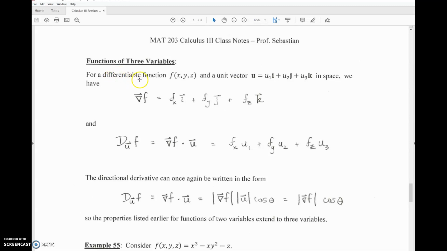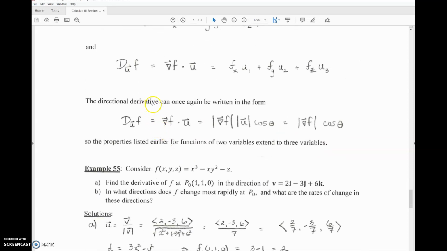So for a differentiable function f of x, y, z, and a unit vector u1 i plus u2 j plus u3 k in space, we have that the gradient of f is f sub x i, right? Partial of f with respect to x in the i direction plus partial of f with respect to y in the j direction. And then we have the third component now, which is partial of f with respect to z in the k direction. Similarly, the directional derivative, the derivative of f in the direction of u, is still the gradient of f dotted with u. So it's f sub x u1 plus f sub y u2 plus f sub z u3.